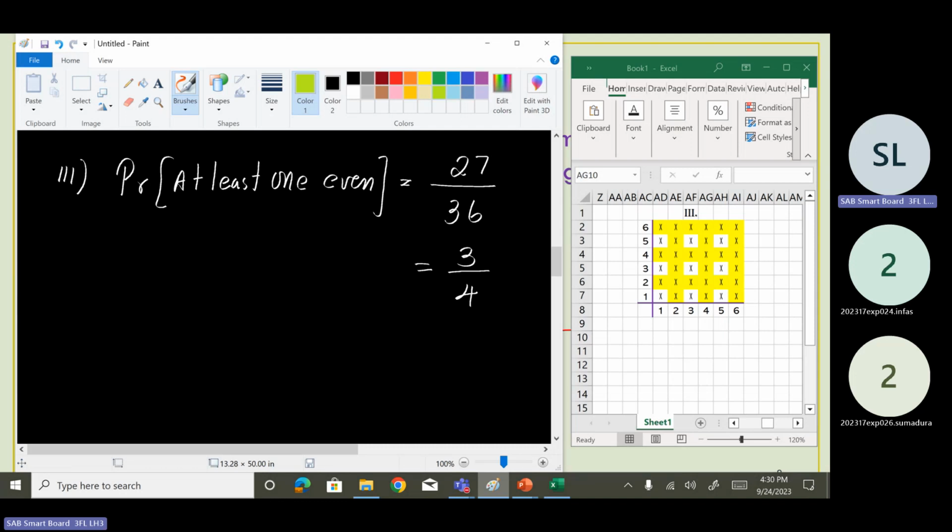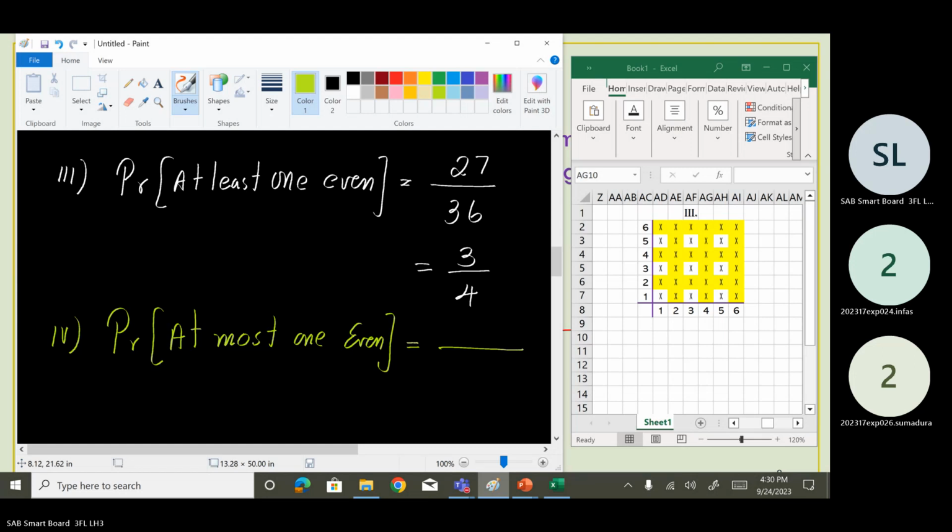Next, at most one even, the fourth one. Probability at most one even. So how to identify it? At most, the maximum you can have is one even number. Maximum one even number.